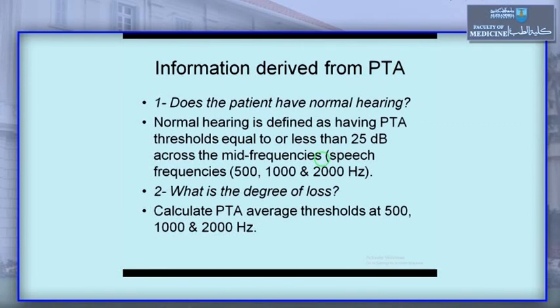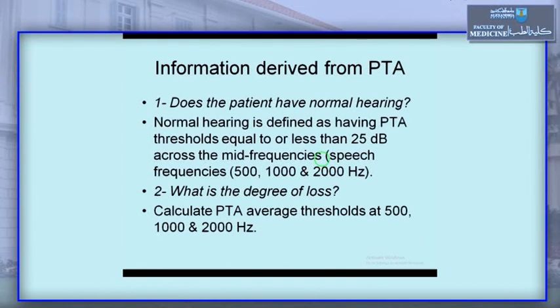Now, the pure tone audiometry gives us 4 pieces of information. The first piece of information is: does this patient have normal hearing? In order to have normal hearing, the patient should have his threshold less than 25 decibel across the mid frequencies, which we call speech frequencies.